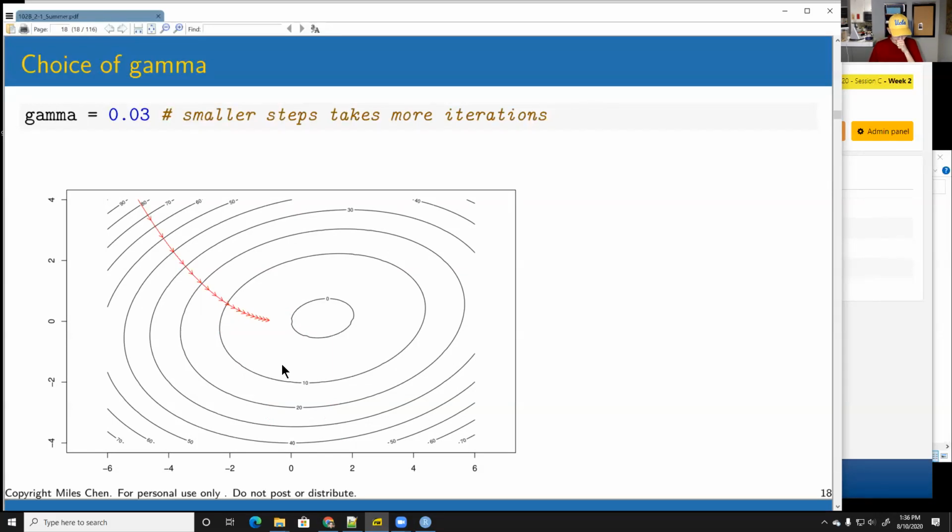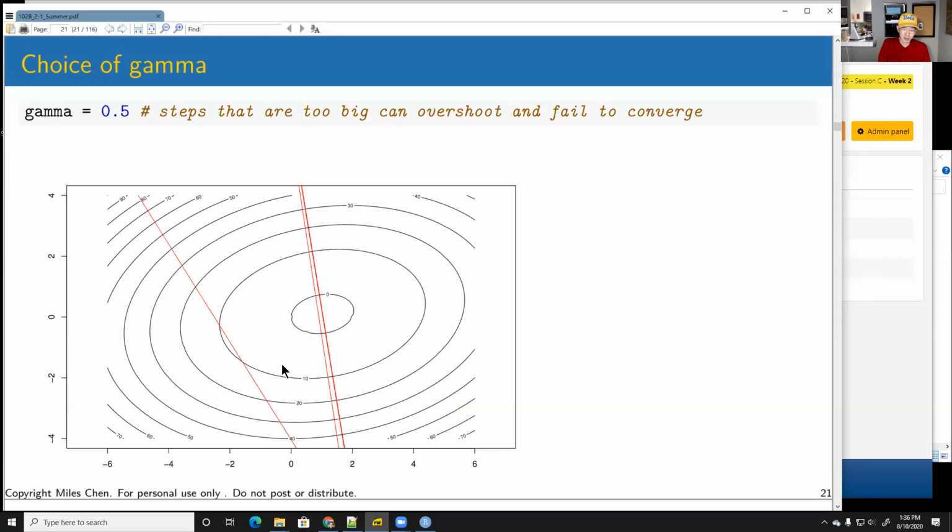So there's some fiddling around with this, in that you want to try to pick as big of a gamma as you're allowed that still converges. Something like this would be great. When you start seeing stuff like this, this is not a good sign, okay? All right, is that okay? Those are the basic ideas here for gradient descent.